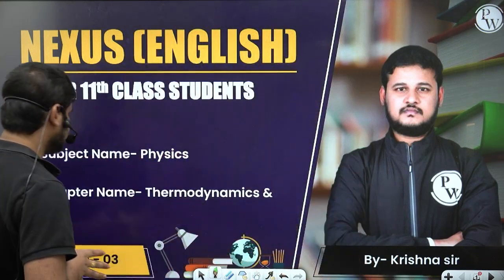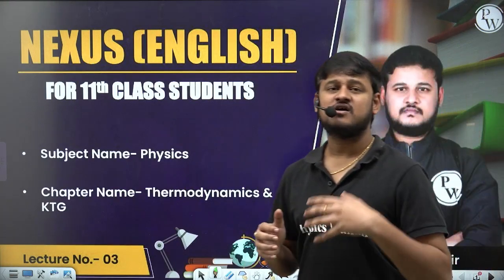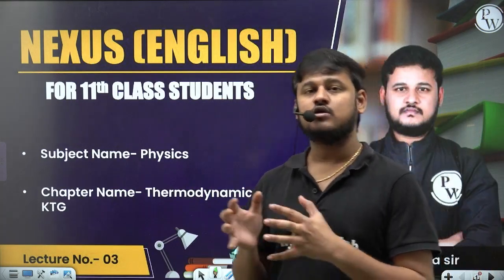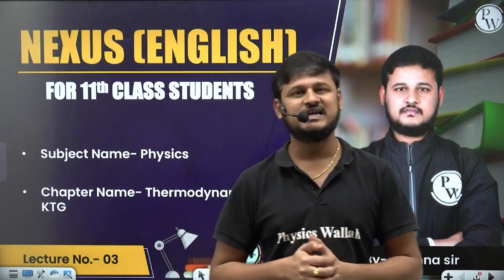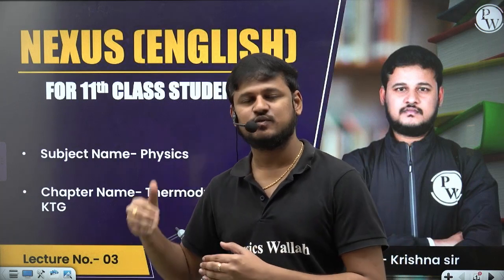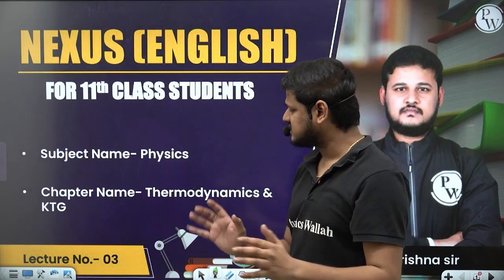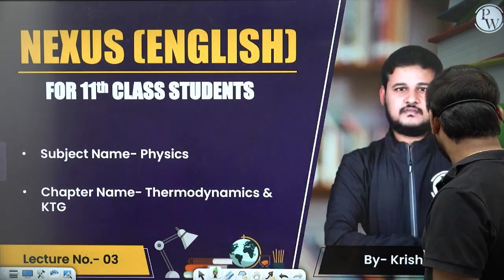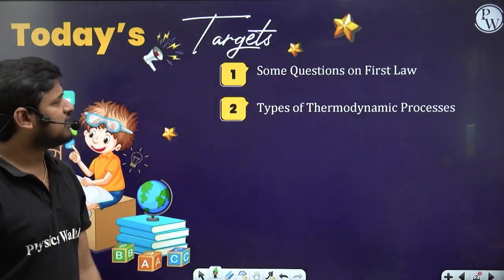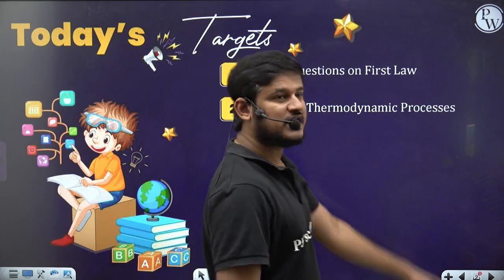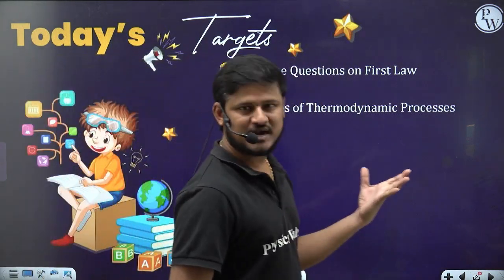So in the last session of thermodynamics and KTG, we discussed the concept of CP and CV, and also introduced what is internal energy, what is work done, and what is heat. Combined, these three gave us the first law of thermodynamics. That's what we discussed in the last class. Today, lecture number 3, we are going to do some questions on the first law of thermodynamics, and then the types of thermodynamic processes like isobaric, isochoric, isothermal, and adiabatic processes.